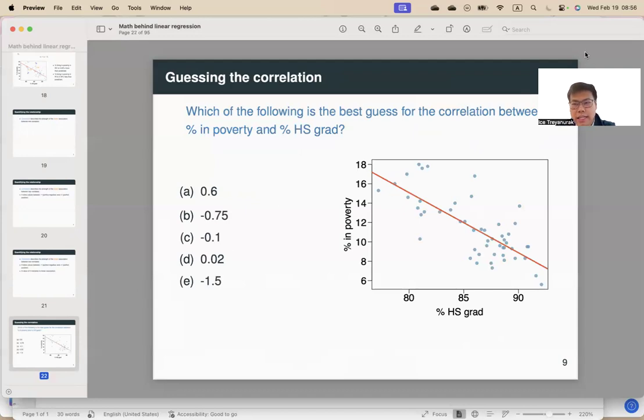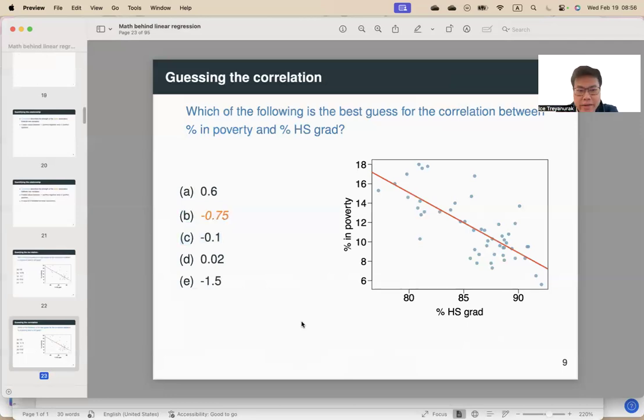So if you look at the correlation here, it's a downward slope. So really, we're looking at a negative correlation. And we know that the correlation cannot be greater than 1, and it's between 0 and 1 in absolute terms. So a pretty strong correlation is what we see in the graph. I would say it's probably negative 0.75.